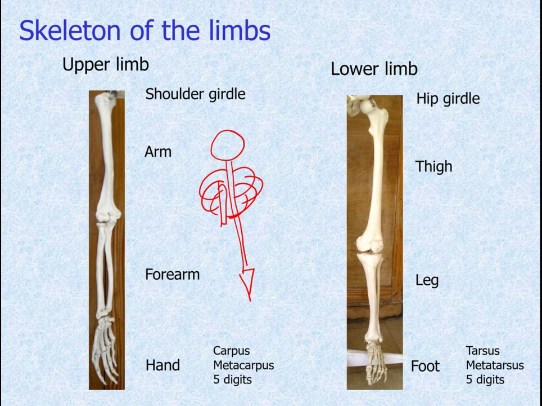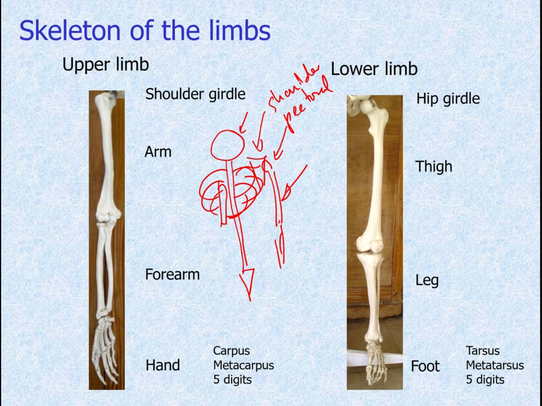Then you get the appendicular skeleton. Appendicular skeleton consists of, when it comes to the upper limb, a clavicle here and a scapula, which connects the upper limb skeleton to the axial skeleton. So you get the humerus here and then the rest of the bones here. So you get axial skeleton, then you get appendicular skeleton. In the appendicular skeleton, you have the upper limb bones as well as the part that connects the upper limb to the axial skeleton, which is in this case called either shoulder girdle or pectoral girdle.